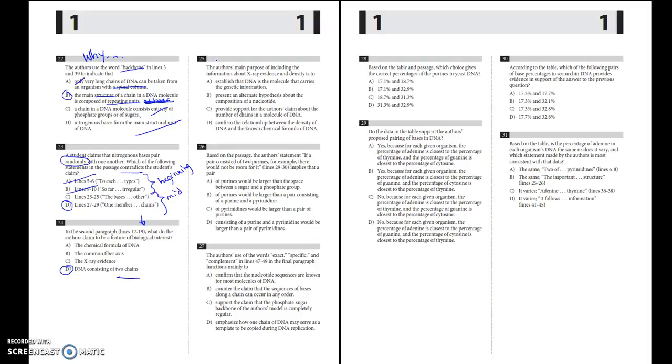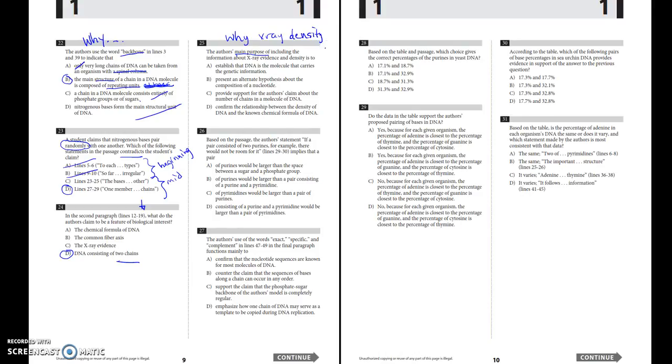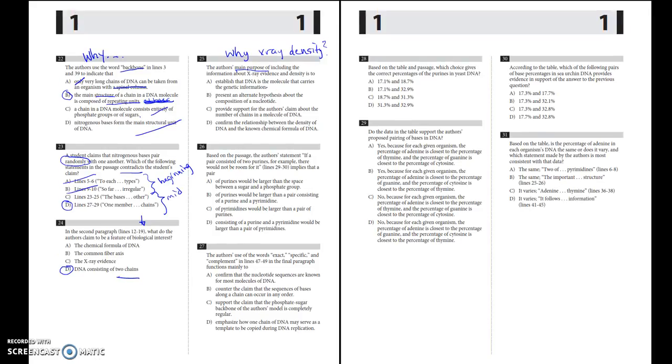All right, number 25. We're moving along well. The author's main purpose. Main purpose. So why do they use the X-ray and density argument? Why do they talk about those two things? Sorry for shaking the screen there. Okay, establish that the molecule, DNA, is the molecule that carries genetic information. Well, no, we already know that that's sort of true. If you know anything about science, you're like, yeah, I got that information. That's not what I'm asked about. I'm asked, why did they talk about X-ray evidence?